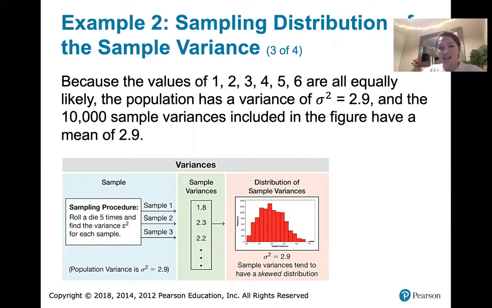And because the sample variances are unbiased estimators of the population variance, if we take the mean of all of those sample variances that we calculated from those 10,000 samples, it turns out that the mean is approximately 2.9.